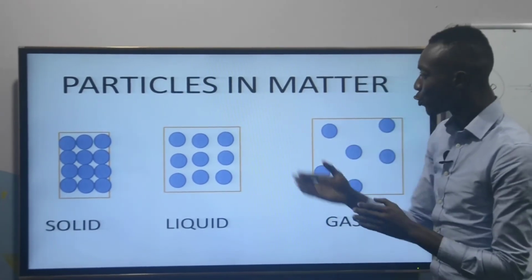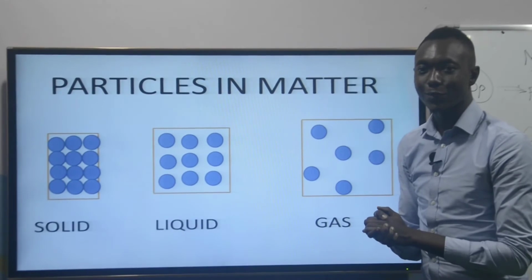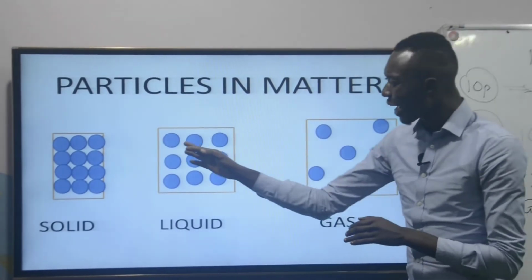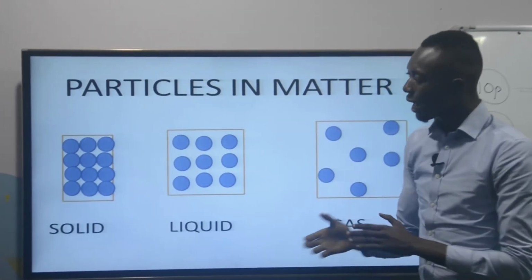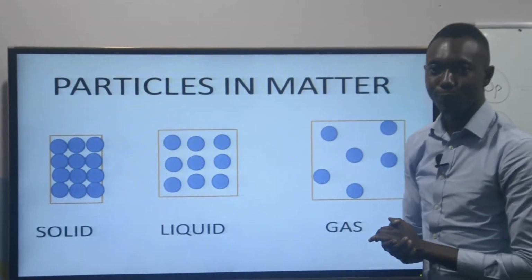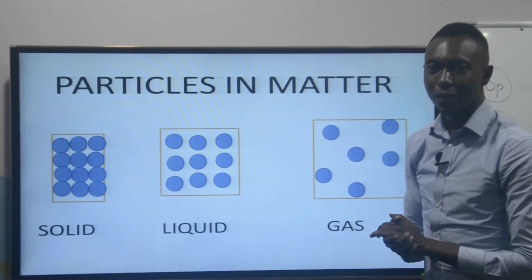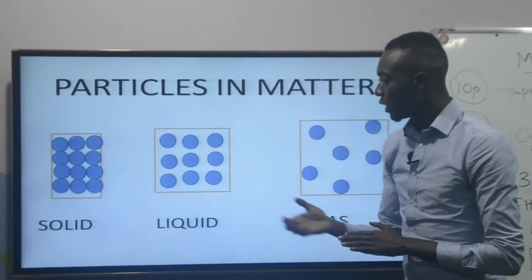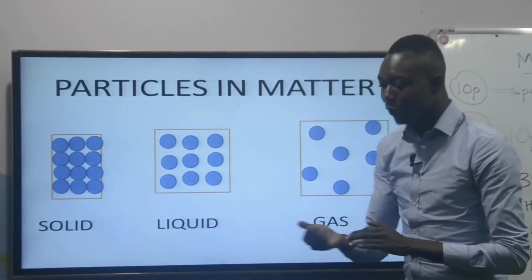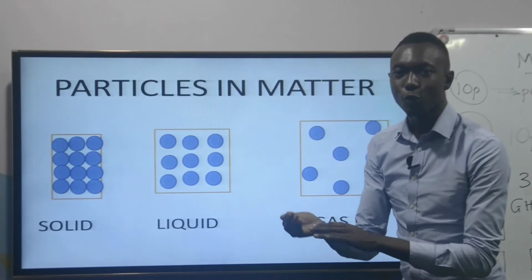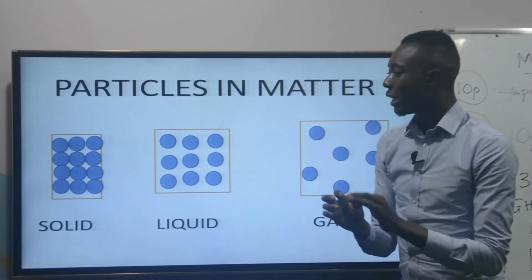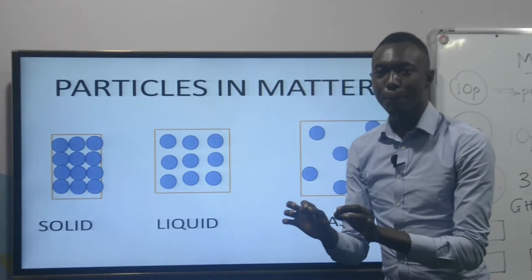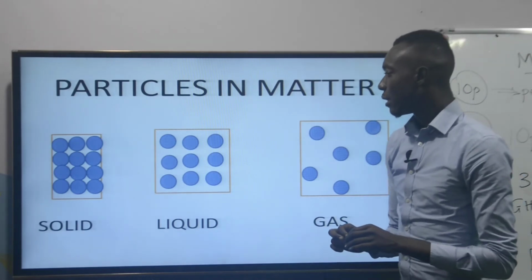Now let's move to the particles in liquid. As you can see, they are a bit separated as compared to that of solid. All right? For instance, water, try to hold water and you will see it flowing easily because their particles are a bit separated.